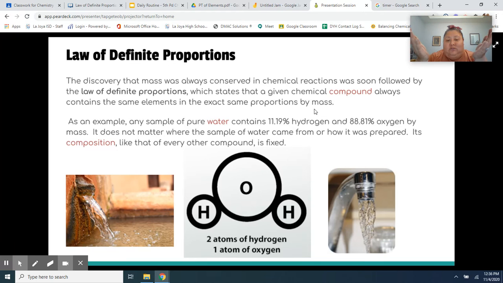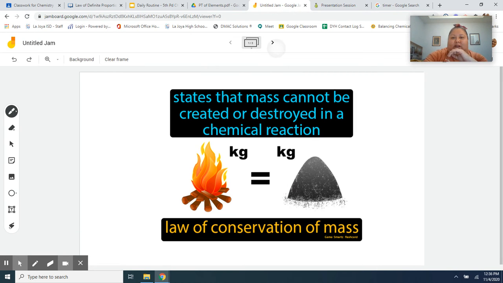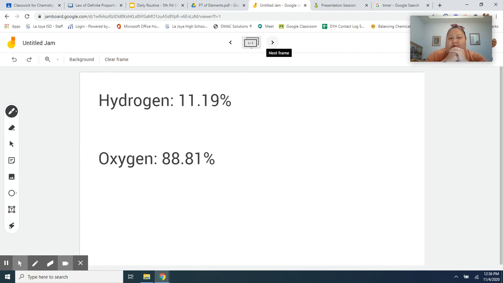2 hydrogens and 1 oxygen? Of course I can. It's math. Anything can be reversed. So if we go to Jamboard, come back to the Google Meet real quick. I can mathematically prove that this information is going to give me the correct formula. Okay? And watch. Check this out.